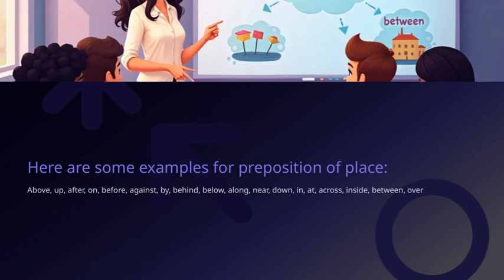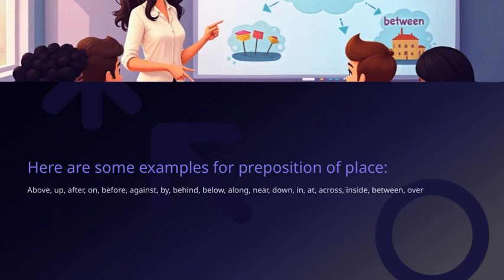For example, above indicates that one thing is higher than another, while up can suggest movement or position towards a higher point. After and before are often used to talk about time, but they can also relate to positioning in a sequence. On is used when something is resting on a surface, and against shows contact with a surface or support. By can mean near or beside, and behind indicates something at the back of another object.